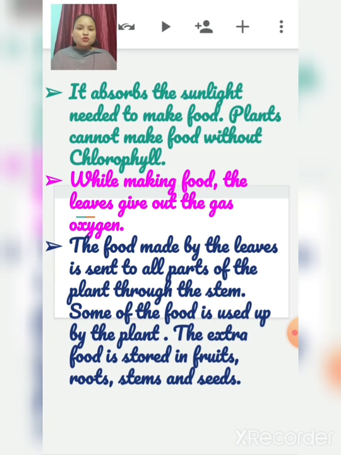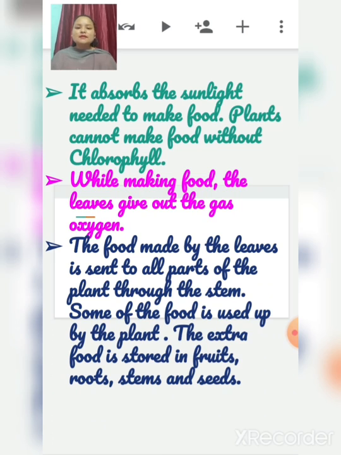So we should not cut trees, instead we should plant more and more trees, because if more trees are present in the environment, they will clean the environment, and the air present in the environment will be cleaner. Okay, so while making food, the leaves give out the gas oxygen.